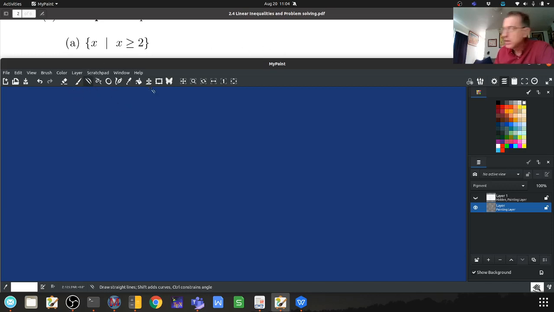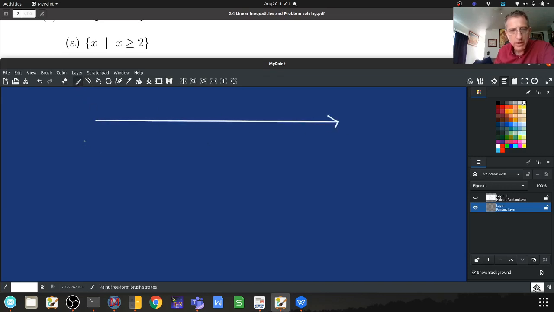So we're going to be doing these. Let me see the instructions here. We're going to graph each set on the number line and write this in interval notation. So just a few of these. Here's my number line.